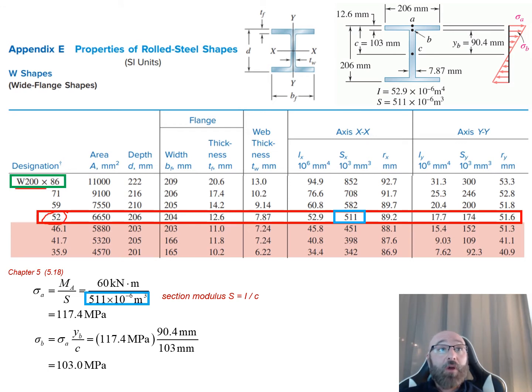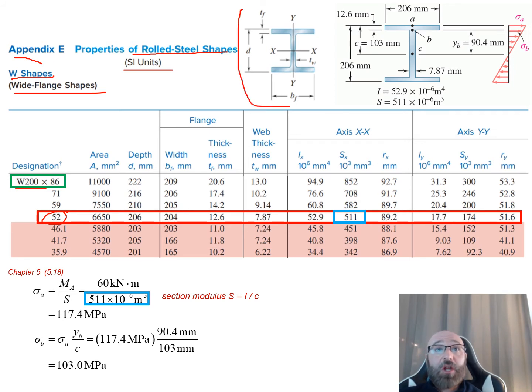So we go back to our Appendix E in the back of our textbook and take a look at the properties of our rolled steel shapes. Thing to note here, this is a W shape, a wide flange, and it is an SI unit. So those are things we want to pay attention to. We're looking at our units and our values they give us in the problem statement.